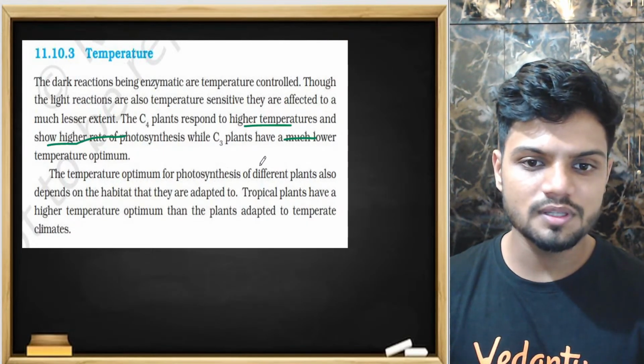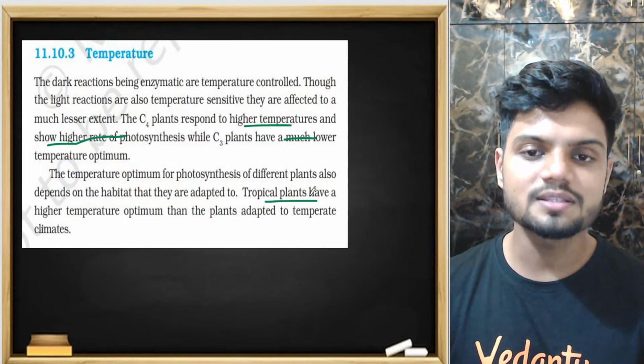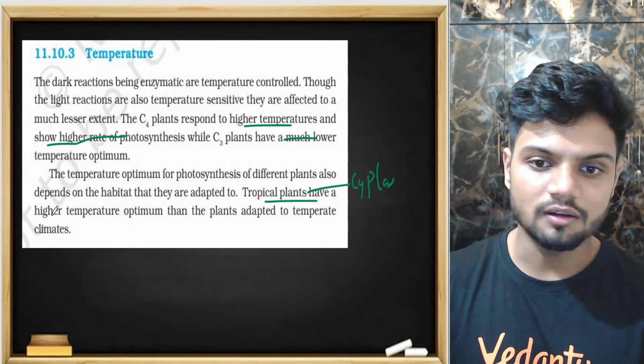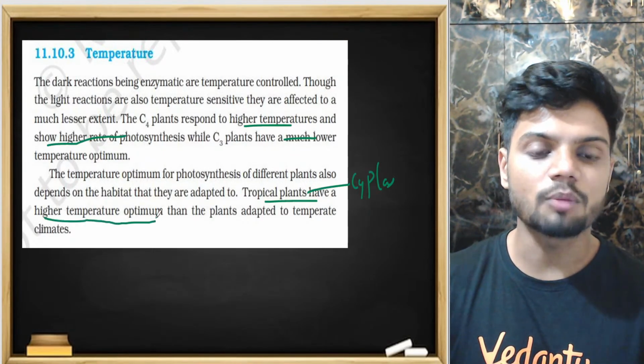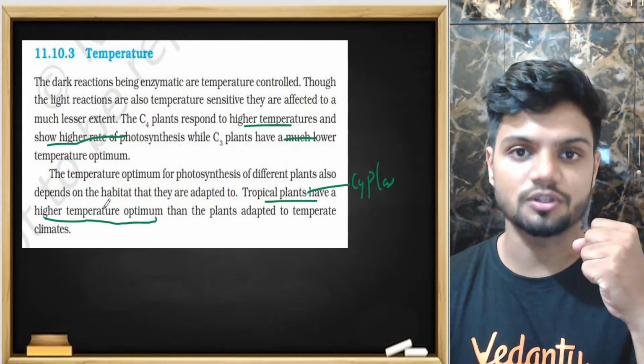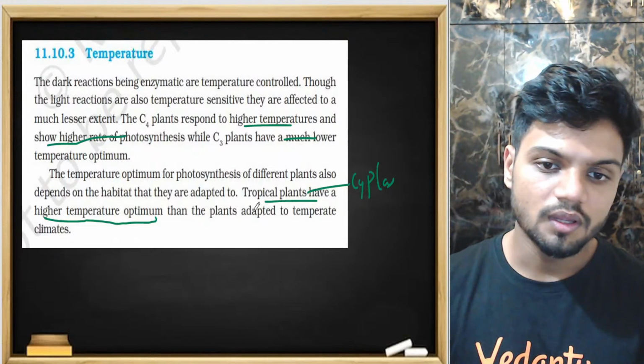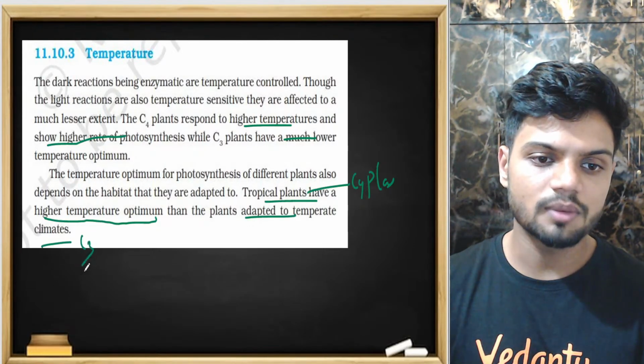Temperature optimum for photosynthesis of different plants also depends on their habitat and what they are adapted to. Tropical plants such as C4 plants have a higher temperature optimum. They can tolerate more temperature compared to your C3 plants.